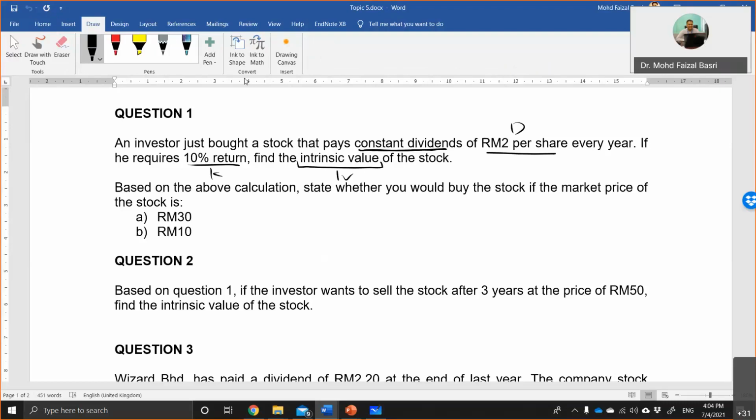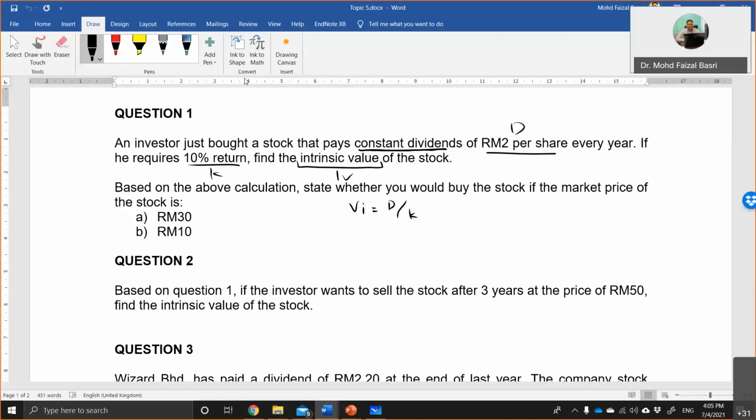Dia bukan kata buy or sell, dia kata buy if the market price is like 30 ringgit and 10 ringgit respectively. Okay, so if you look at the question, number 1, the question just provides you with dividend and required rate of return without the selling price. Okay, without the selling price. So if this is the case, we're going to use the first formula, which is D divided by K.